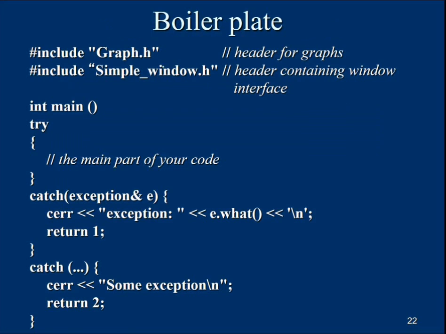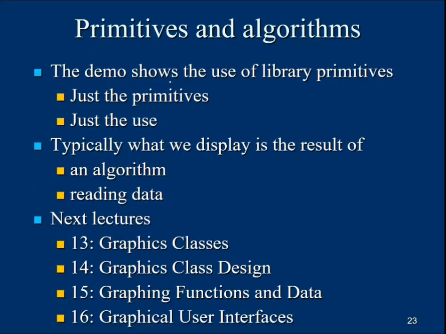Boilerplate: this is the header for the graphs. This is the header containing the window interface. Now we use a try-catch block in the main part of your code. You can check the exceptions, and various exceptions can be there. This is how you check, boilerplate. What I'm trying to suggest is that you keep your code inside this so that you can gracefully handle your errors. Then primitives and algorithms.